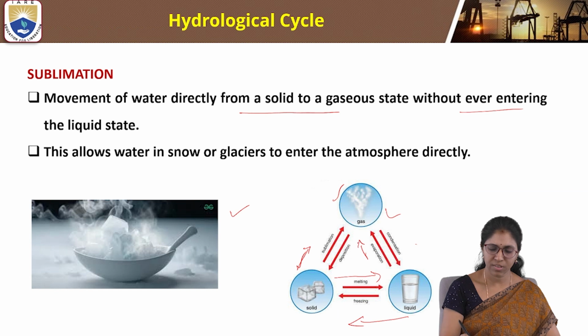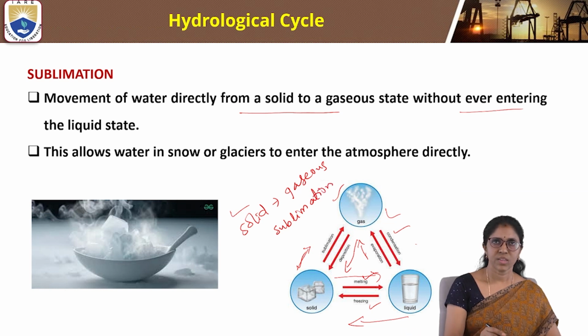The process of gas into solid is deposition. So we have various processes like sublimation, deposition, evaporation, condensation, melting and freezing. If solid directly converts into a gaseous state, that process is called sublimation.